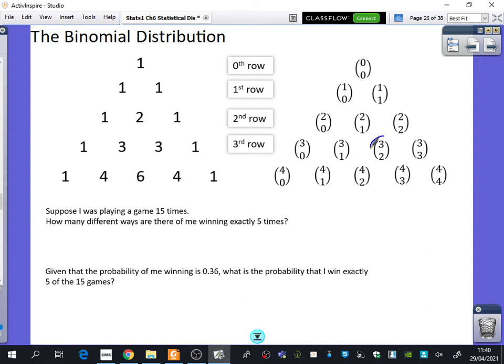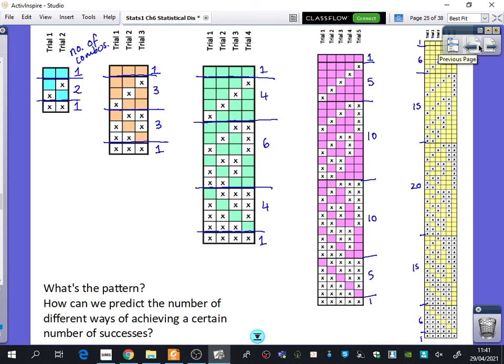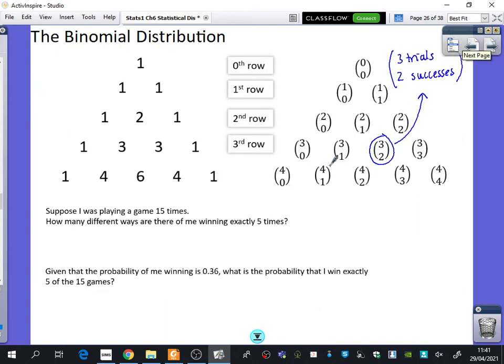I'm actually going to just grab this one that we've got here. This one means that there are 3 trials and 2 successes. 3 trials and 2 successes goes with 3. Let's just see if that's true. 3 trials, 2 successes, there are 3 combos. So let's see if we can pick another one from this triangle that we've got here. Let's do this one here. This is 4 trials, 2 successes.